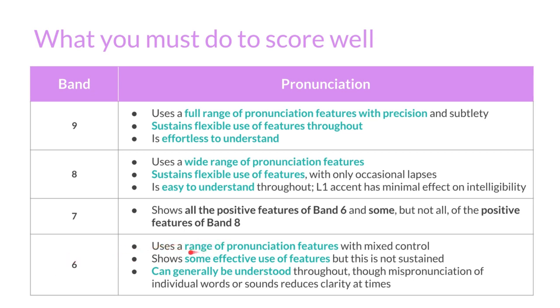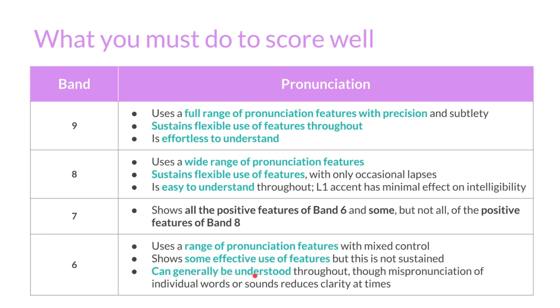So to get a band 6, here's what you need to do. You need to use a wide range of pronunciation features. You need to show some effective use of features, meaning that you should be able to pronounce words correctly. But students who get a band 6 are usually not able to sustain the correct pronunciation for too long. And next, it should be generally easy to understand you.